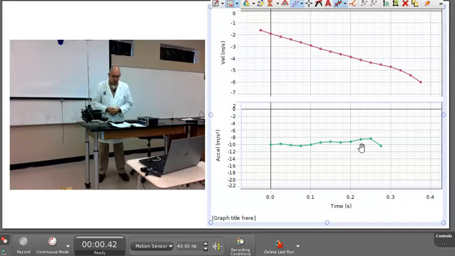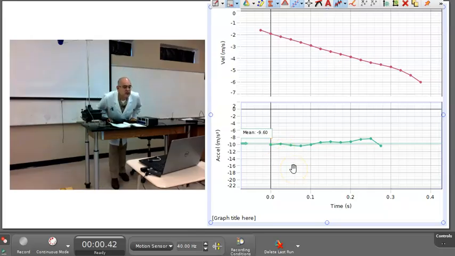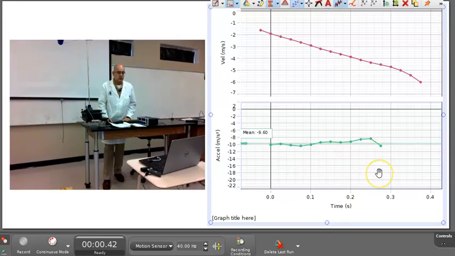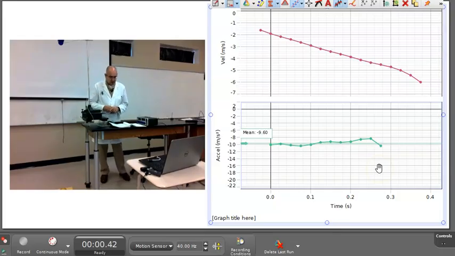For method number 1, we're going to use the analysis features to determine the average acceleration from the average of the accelerations. So I'll just click on the acceleration graph, click on the statistics, and we see that the average acceleration was minus 9.6 meters per second squared. Okay, that's fairly reasonable, and in fact, if I got rid of that last data point, it would probably be somewhat less, but fairly reasonable there.